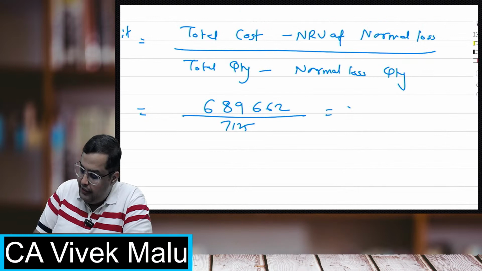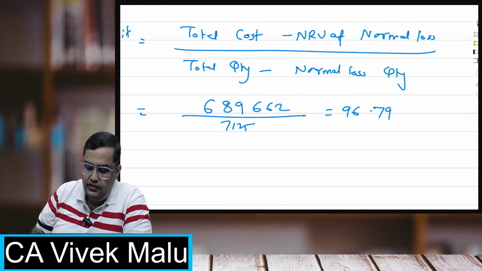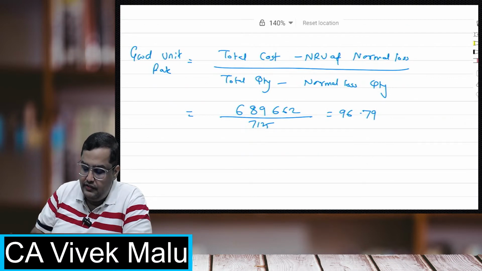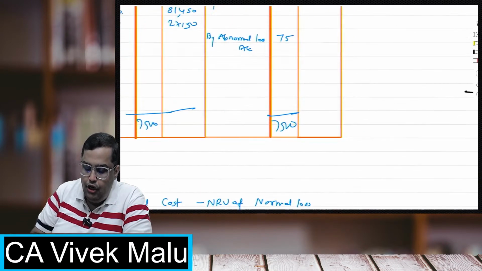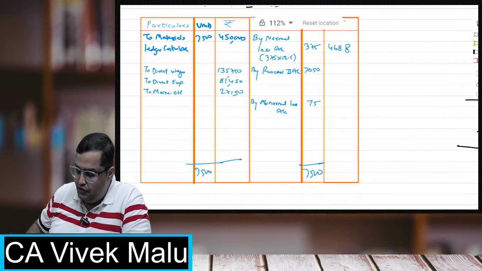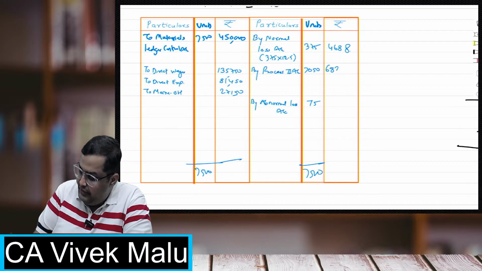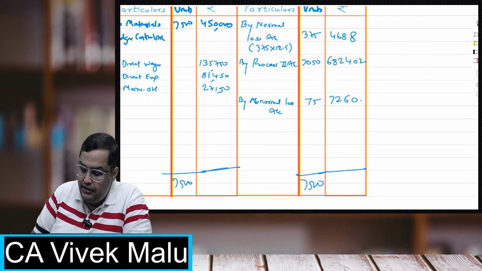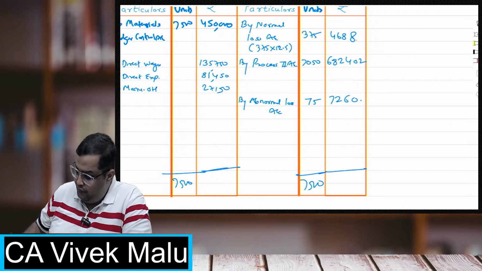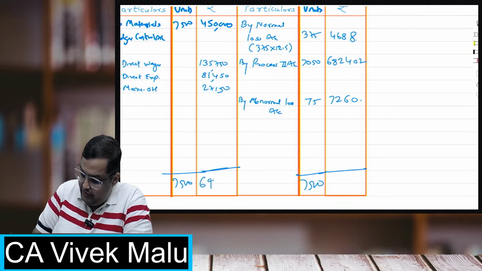So I am getting a good unit rate of 96.794666 something. This is my good unit rate. Now I must use this rate to measure the transfer to the next process into 7050. So that is coming 682,402. And similarly, this one will come 7260. Now you can check. It must tally. 4,50,000 plus 135,750 plus 81,450 plus 27,150. So this is 694,350. This also has to be this much. I'll just check.